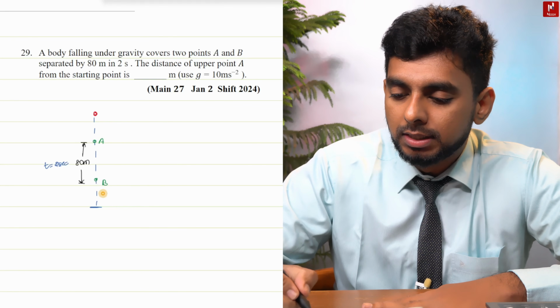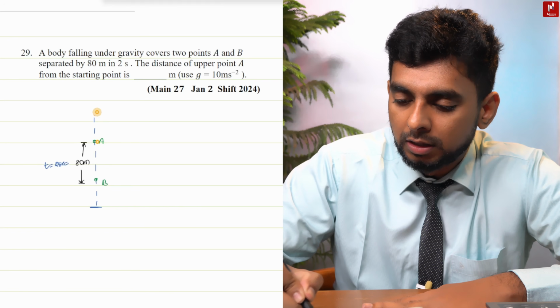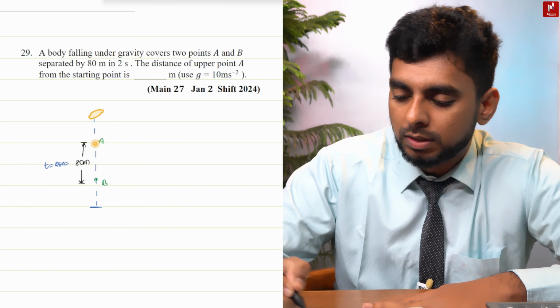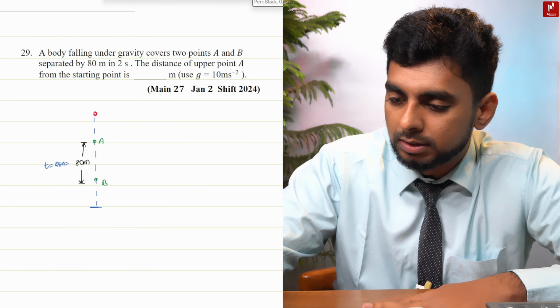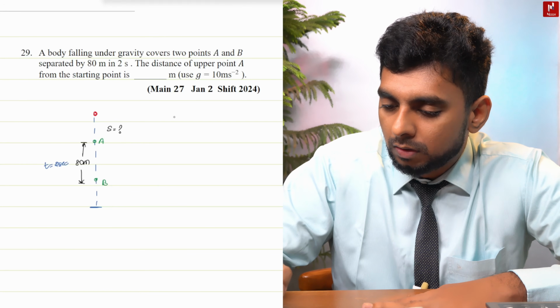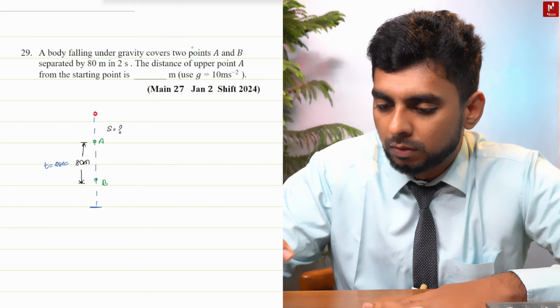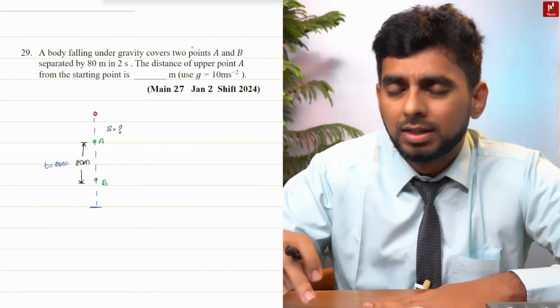What I need to get is the distance between the upper point, point A, and the starting point or the origin. That's what I need to get. So something that I need to get over here is this distance. So this is S, which I need to get. Got it? So if I have to get the distance, what I need to know is, they have given everything in terms of seconds.